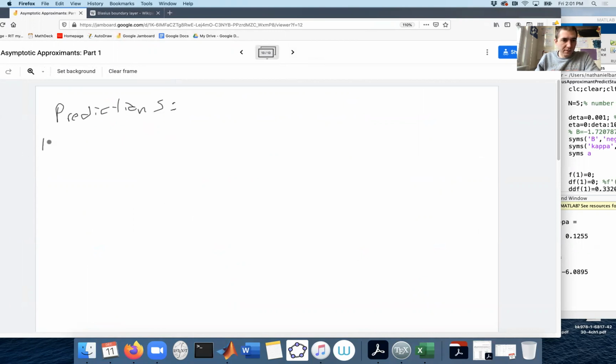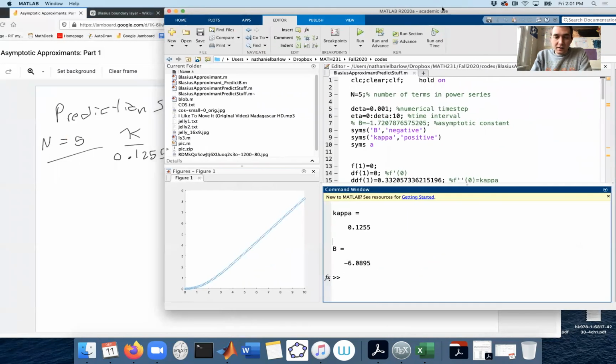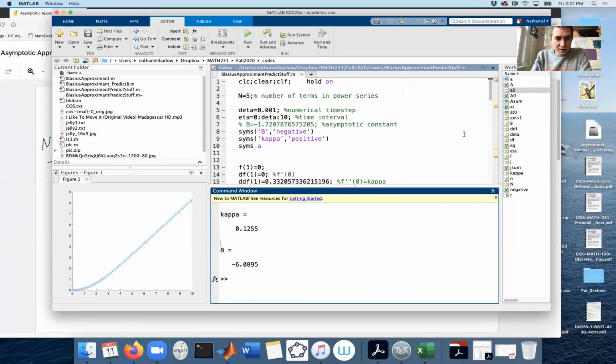So for n is equal to 5, kappa prediction and our b prediction. So kappa, it's saying this is 0.1255, and for b, it's negative 6.089. It's just truncated to that many digits. We can get more digits from MATLAB if we want to. Okay, and so let's actually plot this.